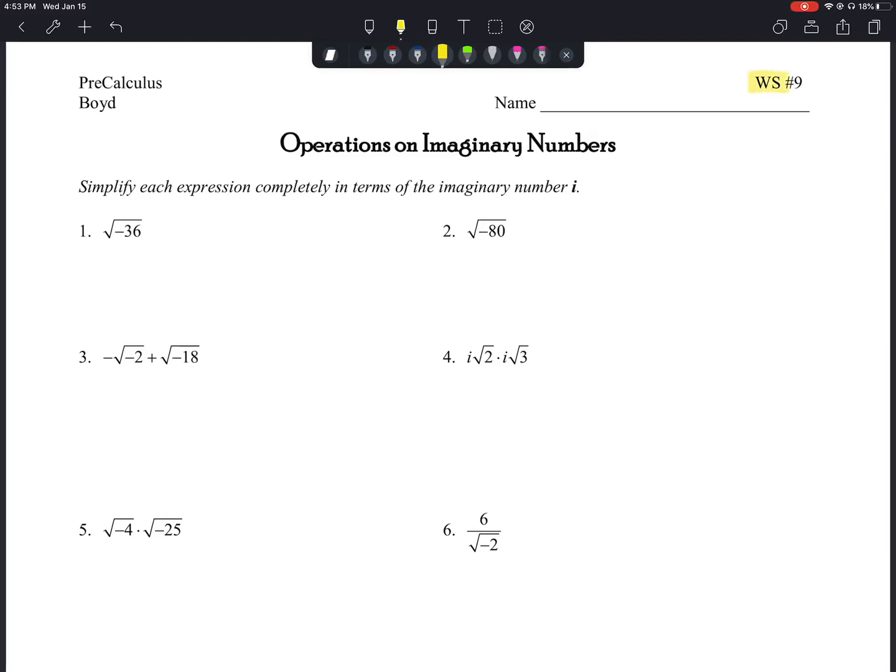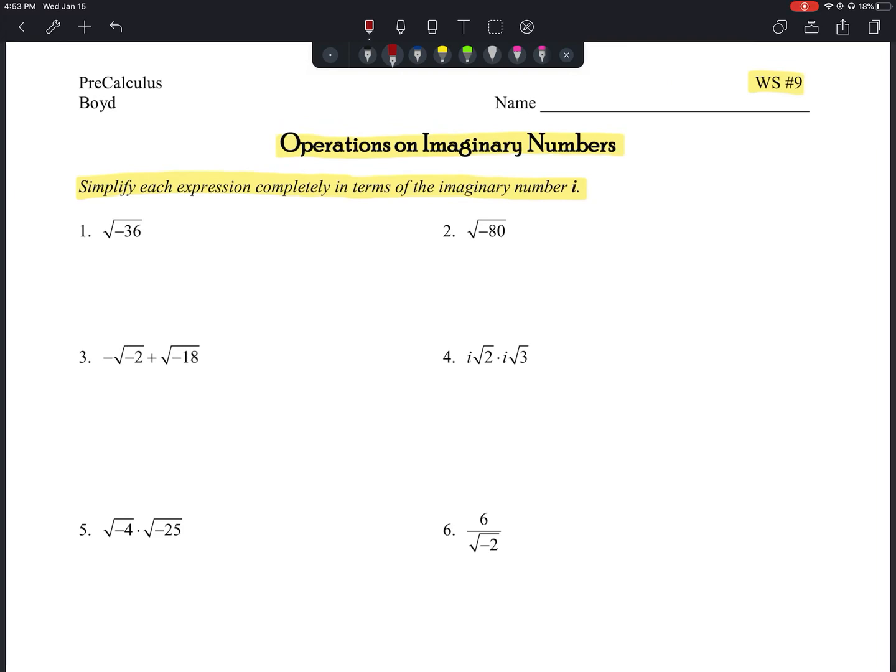All right, this is worksheet number 9 from chapter 5, talking about operations on imaginary numbers. If you have homework questions, I'm not in class there to answer them today, so I wanted to make a video to help you in case you were struggling with any of these problems. The directions here state simplify each expression completely in terms of the imaginary number i.